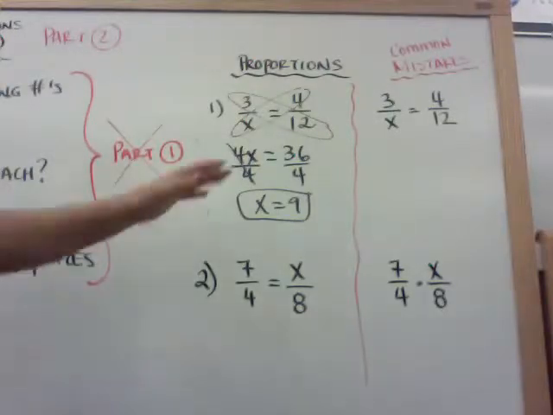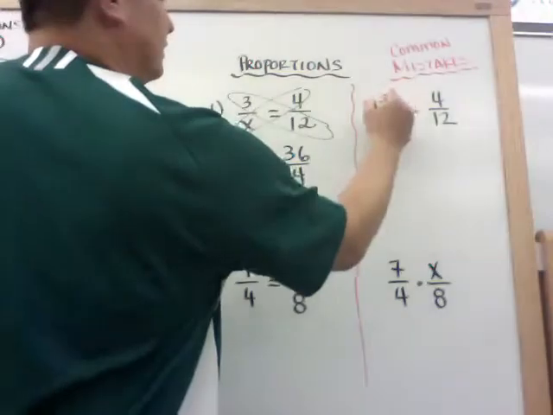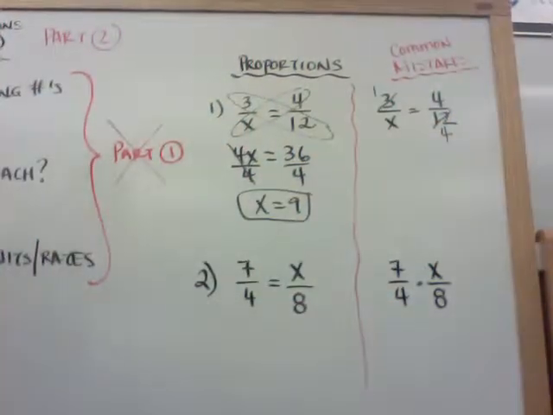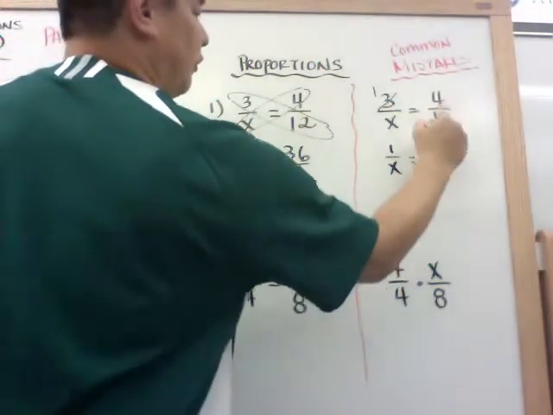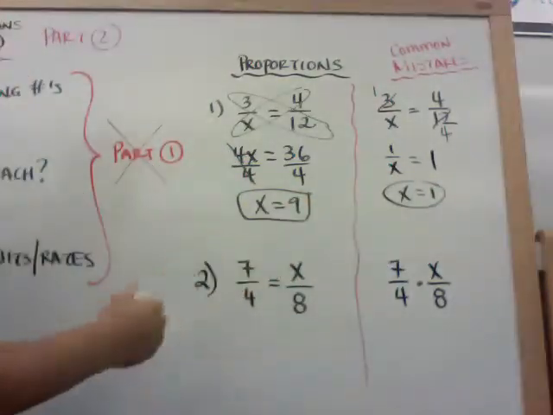Okay, a common mistake. I got this column for common mistakes. You cannot cross-cancel if you're cross-multiplying. Okay, because then you get 1 over x is equal to 1. 4 divided by 4 is 1. So you're going to say x is equal to 1, and you can see that it's wrong.